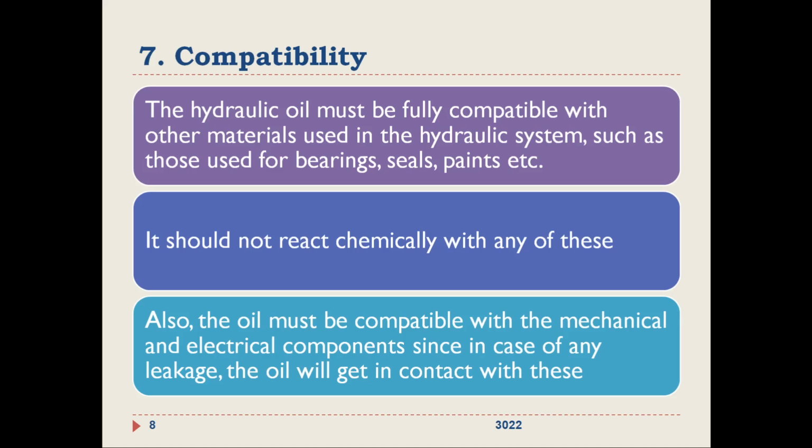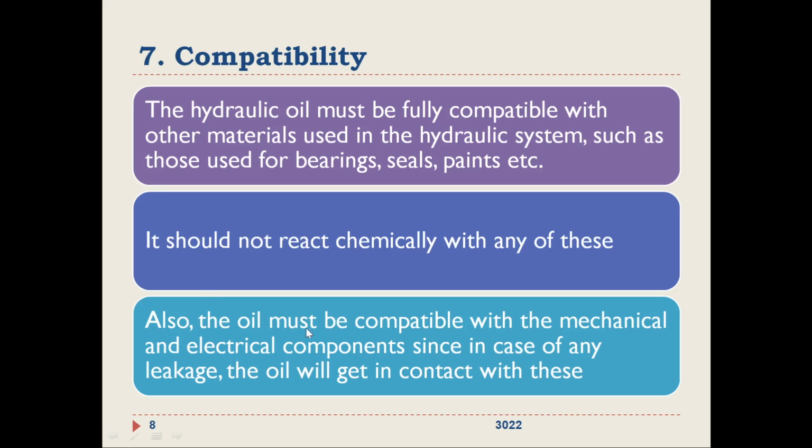Hydraulic oil must be fully compatible with other materials used in the hydraulic system, such as those used for bearings, seals, paints, etc. All the hydraulic components with which the hydraulic oil comes in contact should be secured. That means the hydraulic oil should not cause any effect on components such as bearings, sealants, seals, paints, especially plastic components. Rubber components may be there too. No chemical reaction should happen between the hydraulic oil and these components.